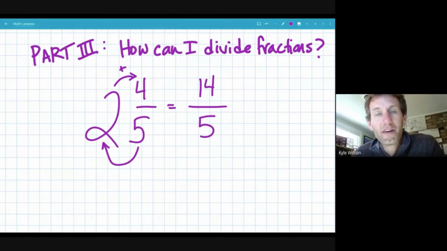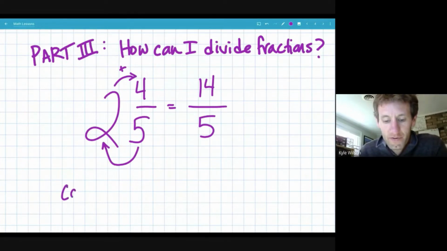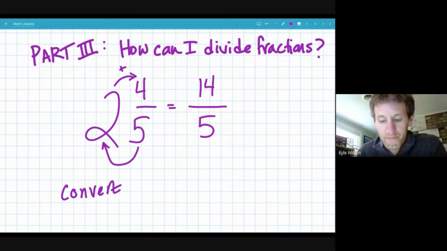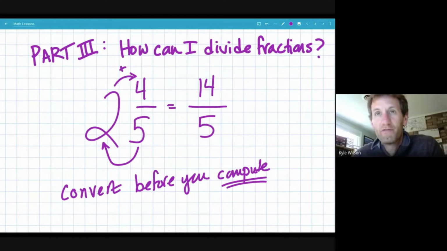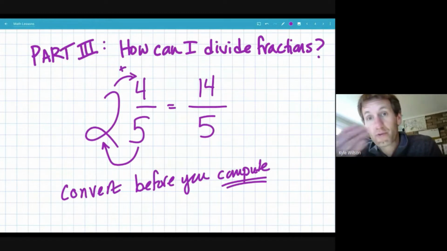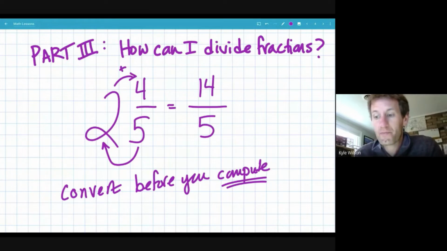So it's really important that anytime you see one of these in your problem sets this week, you make sure that you convert before you compute. Okay? So before you compute anything, please convert these mixed numbers. That's really important. It's going to be hugely important in 7th and 8th and especially 9th grade, as you get into more complex equations where you start seeing a lot more mixed numbers. So I'll go ahead and start the first example here.